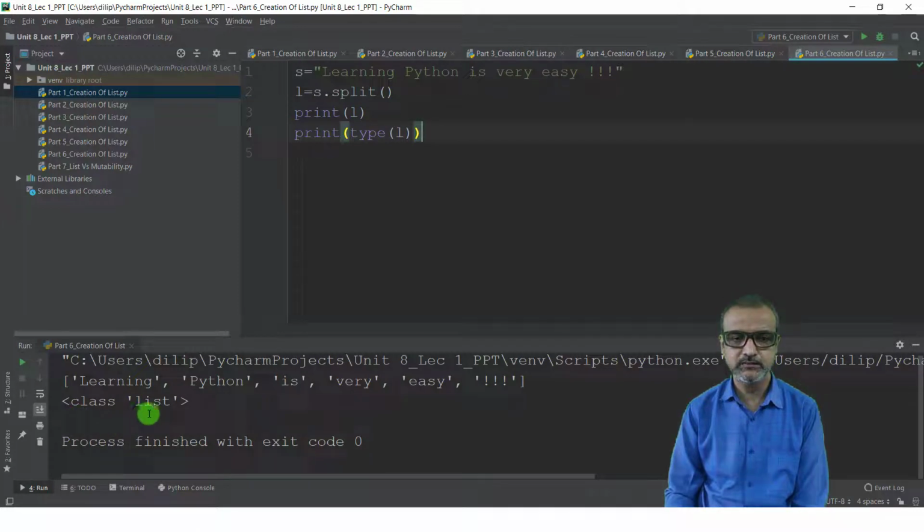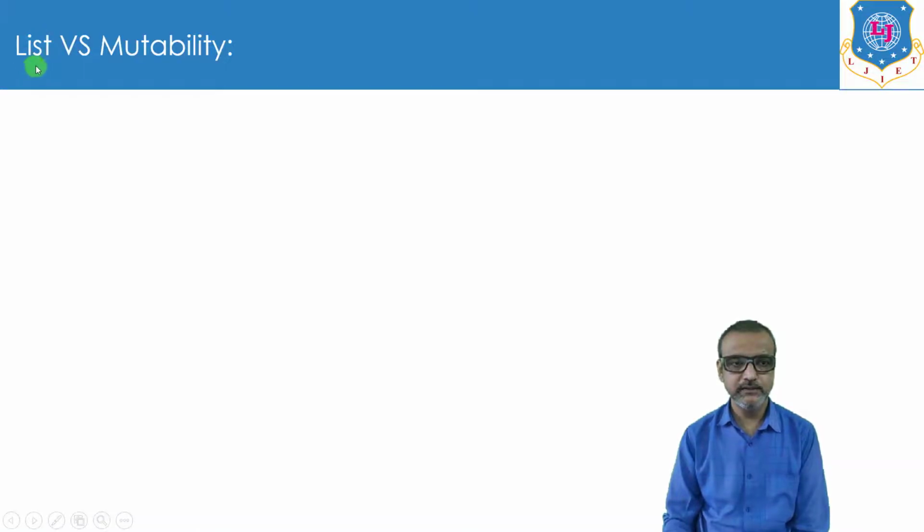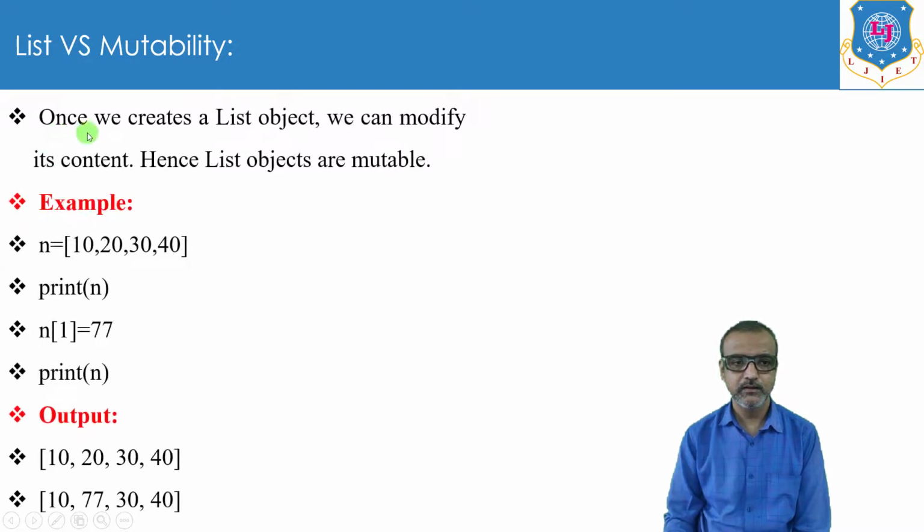That is class list. Now we will see list versus mutability. List is mutable. It means we can change the contents of the list. Once we create a list object, we can modify its content. Hence, list objects are mutable. For example, in variable n, we are taking these elements in the list, that is 10, 20, 30, 40. Then print n will print all these elements in a list. Then n of 1 equals 77.